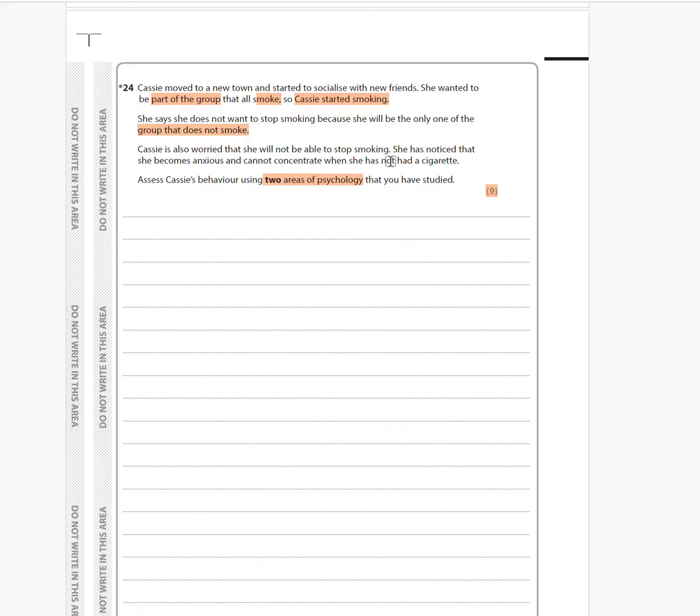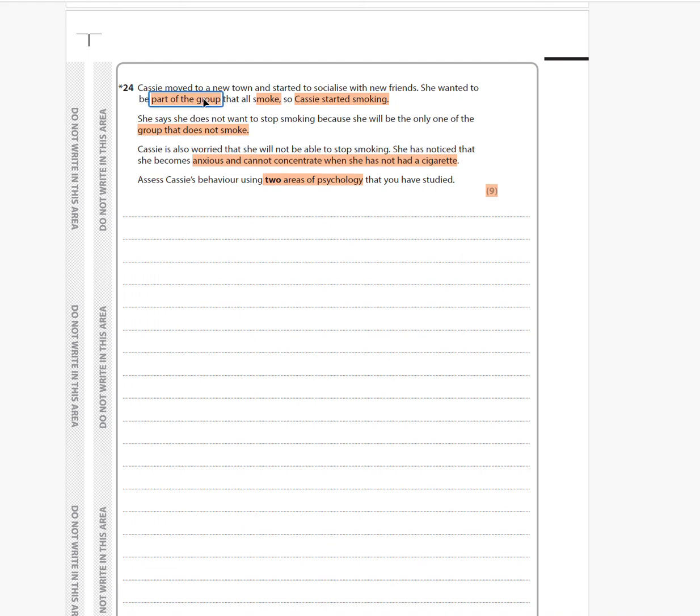Cassie's also worried that she won't be able to stop smoking because she's noticed that she becomes anxious and can't concentrate when she hasn't had a cigarette. Well, that's addiction, isn't it? So that's psychological problems, talking about the fact that she's got an addiction to the nicotine. So your clues are really obvious in the question. So assess 2 areas of psychology. Well, we're going to talk about conformity and social influence in why Cassie started smoking.